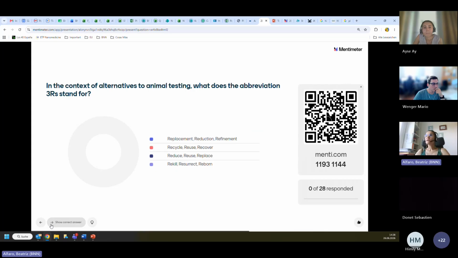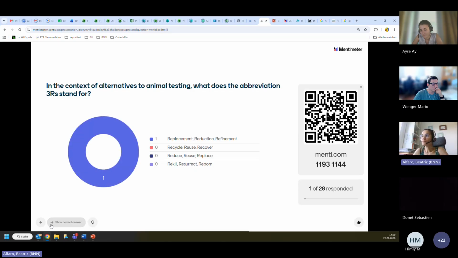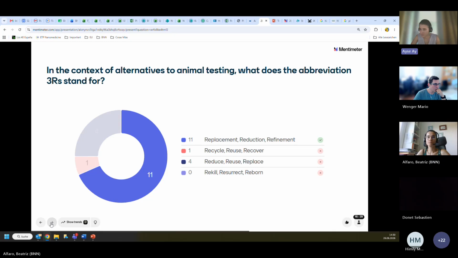In the context of alternatives to animal testing, what does the abbreviation 3Rs stand for? Replacement, reduction, refinement, or recycle, reuse, recover, or reduce, reuse, replace, or rekill, resurrect, and reborn? And this was replacement, reduction, and refinement, the 3R principle.